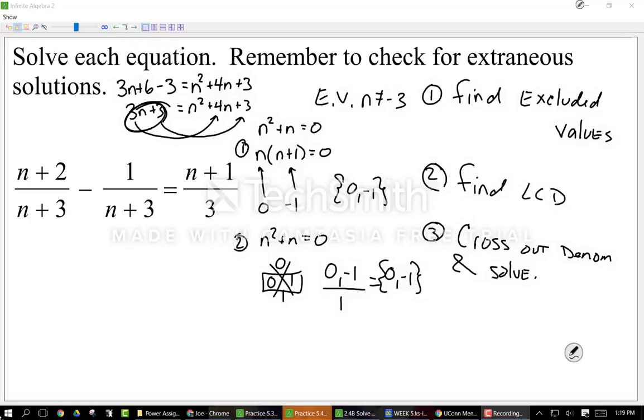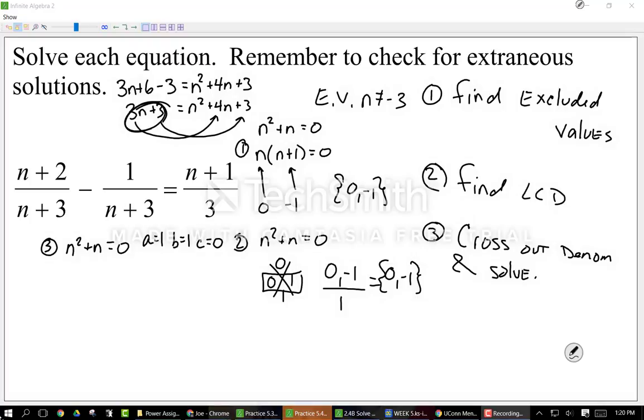Now your third way is a little more complicated, but we need to know the third way because some of the problems are not going to factor like this. They're not going to be nice. So if I have n squared plus n equals 0, I know that a is 1, b is 1, and c is 0. Yes, quadratic formula time.